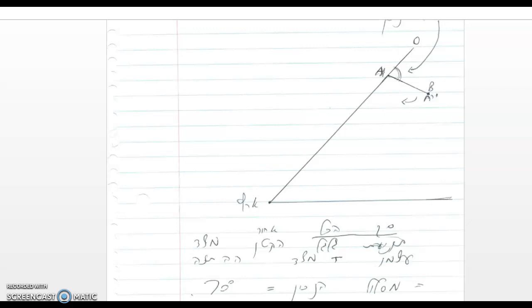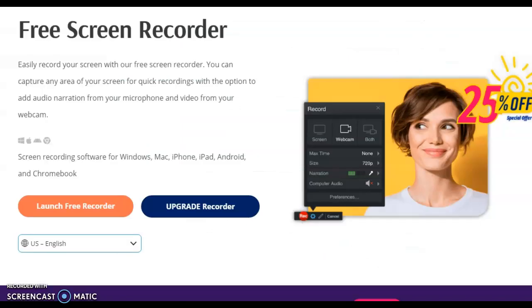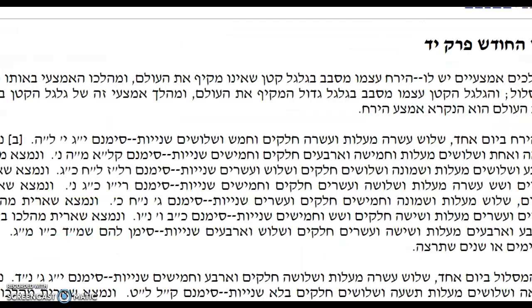Okay, we'll see now the Rambam. We're gonna get to learn the Rambam inside. The Rambam, perek Yud Dalet.